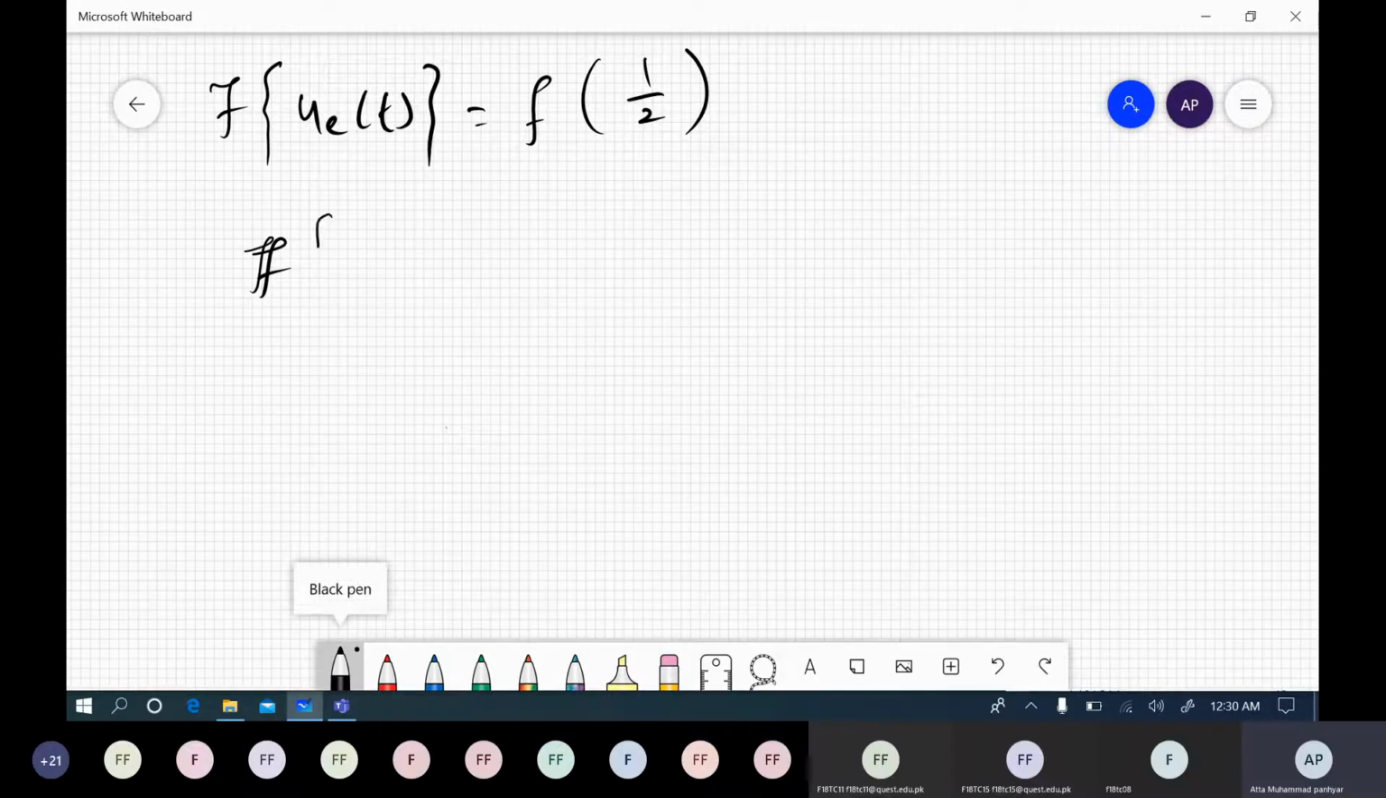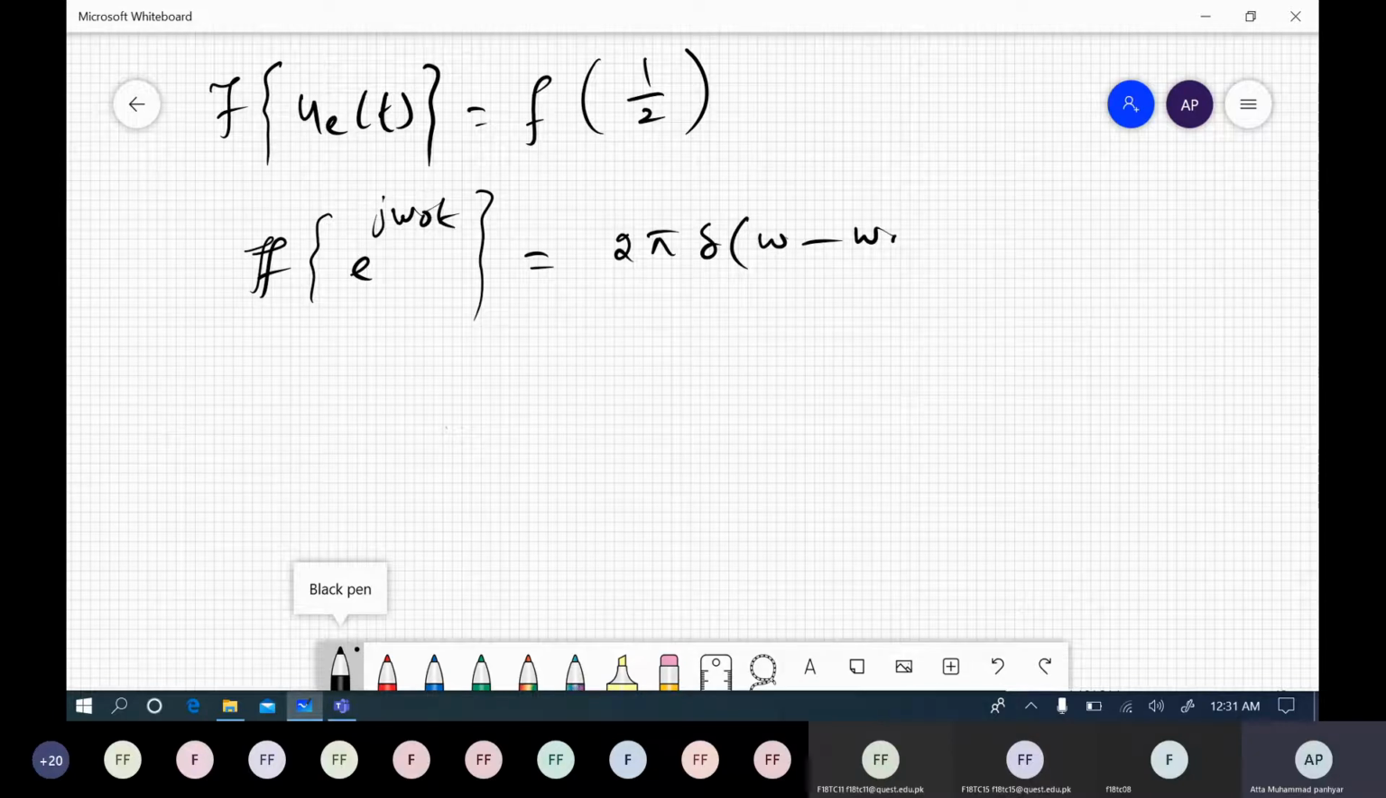The Fourier transform of e to the power j omega naught t for a periodic signal was 2 pi delta of omega minus omega naught, right? We have derived that relationship in previous classes. If you want to revise it, you can go to the previous classes and see. Now if omega naught is equal to 0, then what do we get?